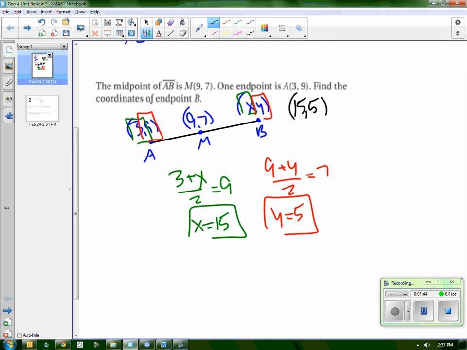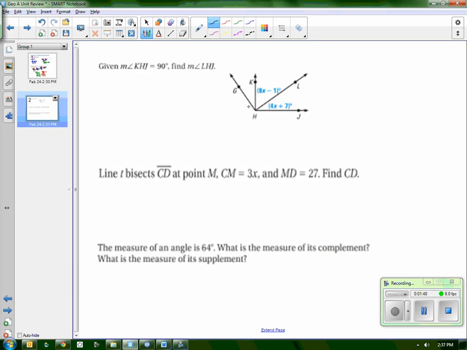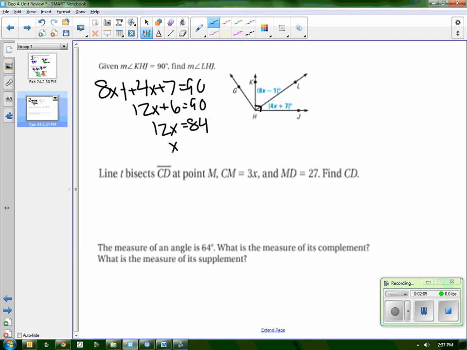So this is obviously not to scale, but you can handle it. Here we've got angle KHJ is a right angle, so these two angles add up to 90, aka they are complementary. So add them up. 4x plus 7 plus the other angle add up to 90 degrees. Let's see, 12x plus 6 is 90 degrees. 12x equals 84. X equals 7, finally we're home.